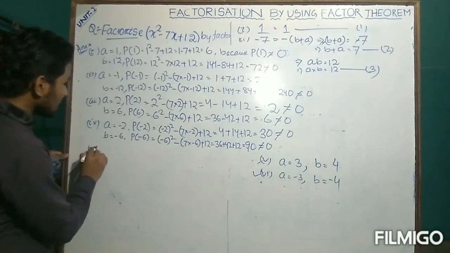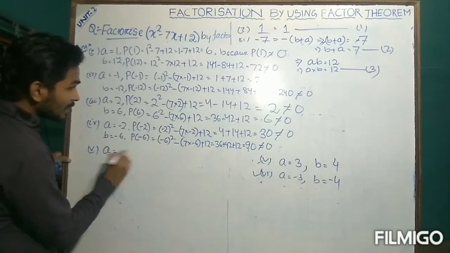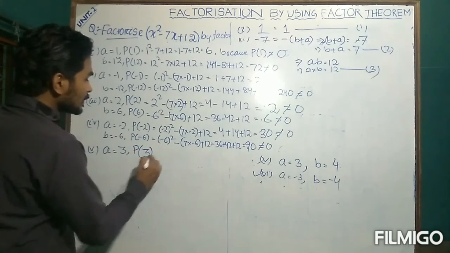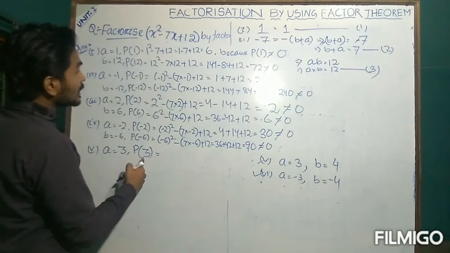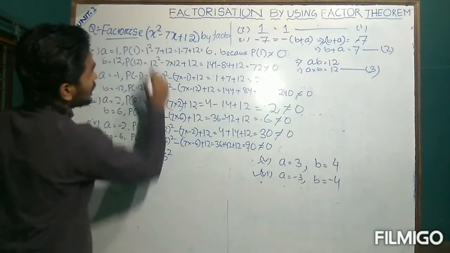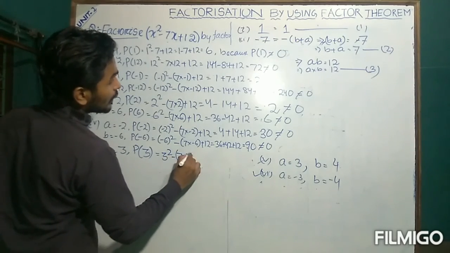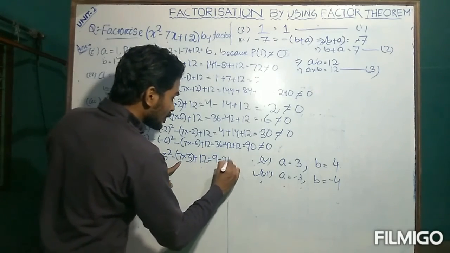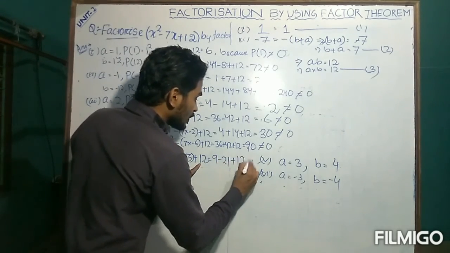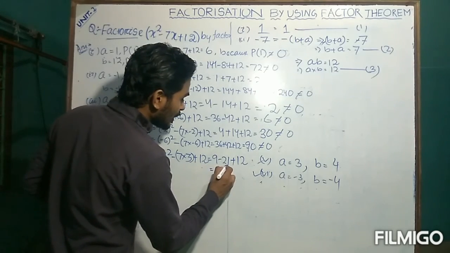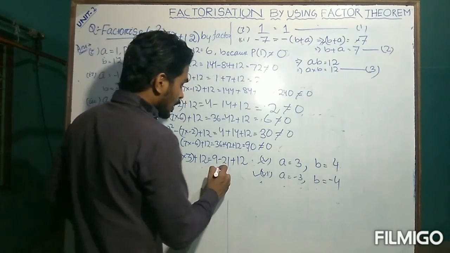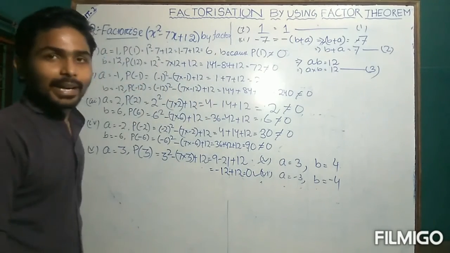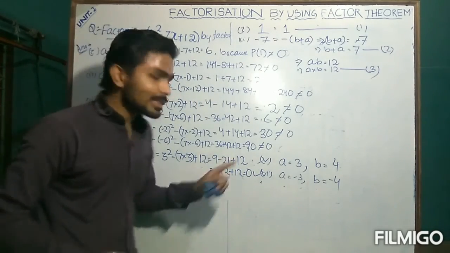Now we will check with assumption 5. Here a is equal to 3. We need to find the value of p of 3. So in the place of x we will put 3. So it will be 3 square minus 7 into 3 plus 12. Hence 3 square is 9, 7 3 is 21 plus 12. So 9 minus 21 is minus how much? Minus 12 plus 12 is equal to 0. And finally we get the value of the remainder to be 0.